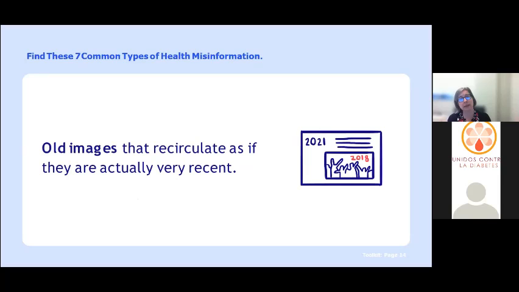And old images, that is also very tricky, because sometimes images from the past are recirculated as if they're photos of recent events. That has been very common on social media, with images of large crowds, and people saying this is happening now during lockdown due to the pandemic, but really the photo was taken in 2019 or pre-pandemic times.